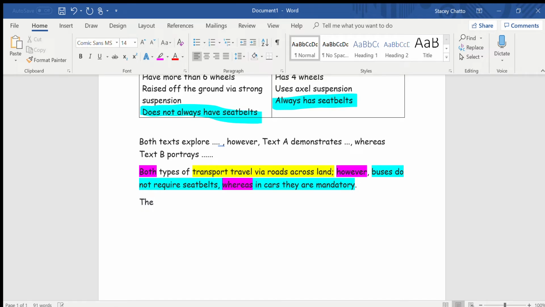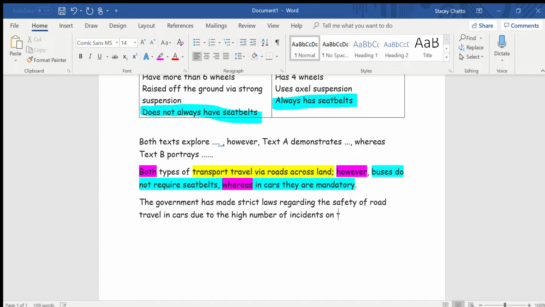You might have an explanation that the government has made strict laws regarding the safety of road travel in cars due to the high number of incidents on the road.